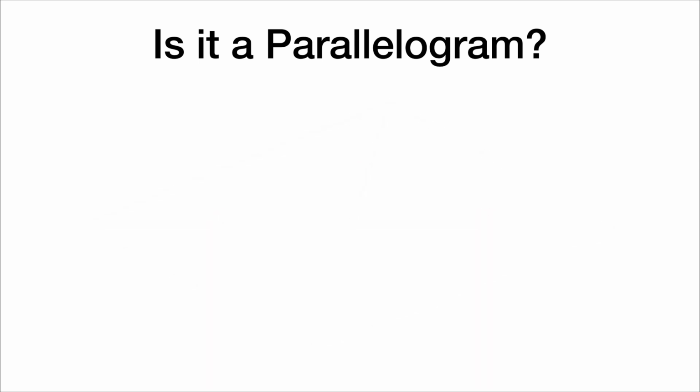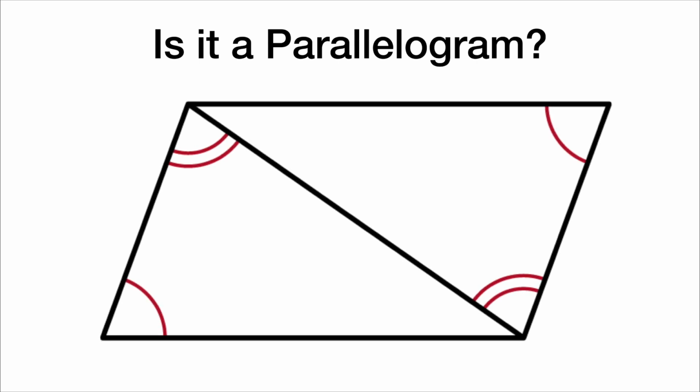Okay, so let's look at this one. Is it a parallelogram? Well, it doesn't look like one just yet, but what we have to remember is these two angles actually have to be the same because of the third angle theorem. If two angles in a triangle are congruent, the third angle is as well. And wait a second, this angle and this angle have to be the same. So opposite angles are congruent. That means, congratulations, it is a parallelogram.